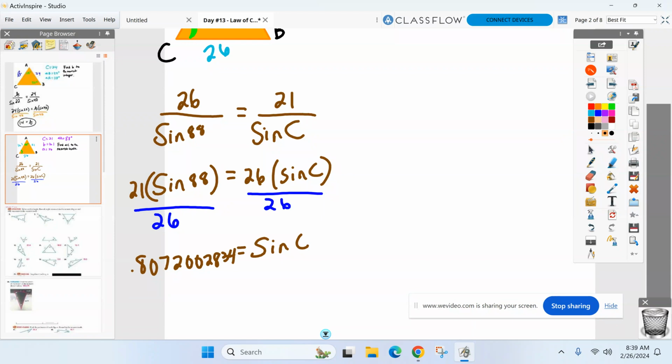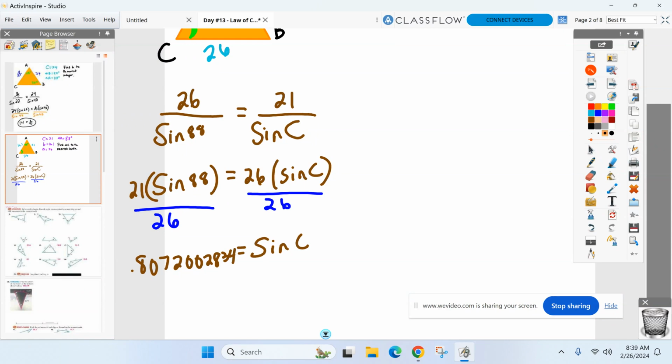And this is the same question I've been asking you all unit. Anytime I ask for a degree, whether I'm using SOHCAHTOA or now the law of sines, anytime I ask for a degree for your final answer, where do I need to go on the calculator? Shift, right? The arc sine, cosine, tangent, whatever we're looking for. And that's where I have to go here.